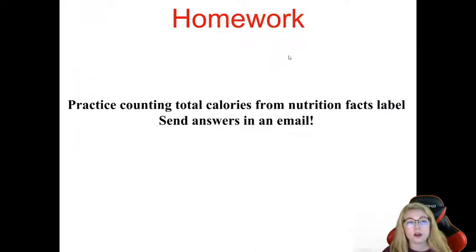All right, and so for your homework, I have 3 practice problems just like the one we just did. You're going to practice counting total calories from nutrition facts labels, and you're going to send your answers to me in an email. So you can either write them out or you can type them up in an email or Google Docs and send them over to me, whatever's easier for you.